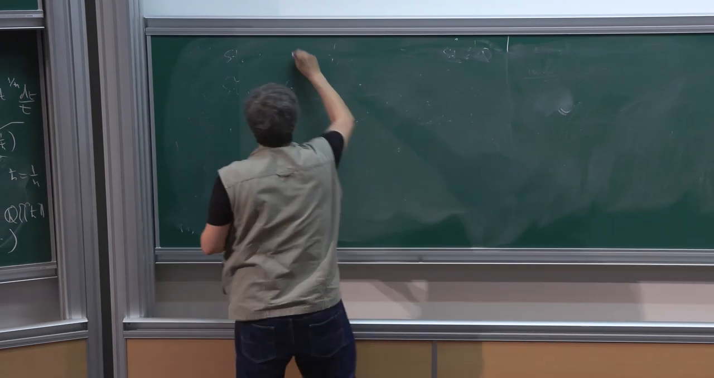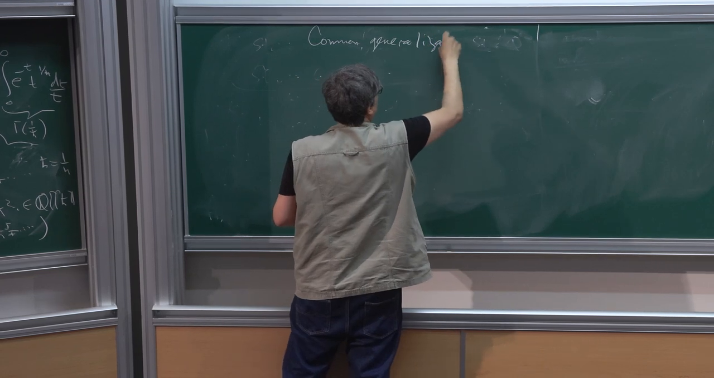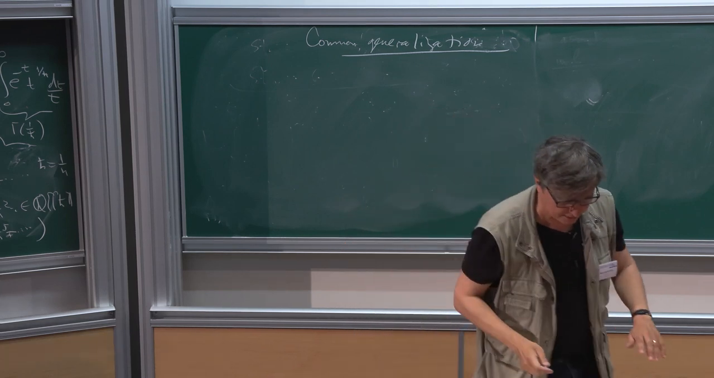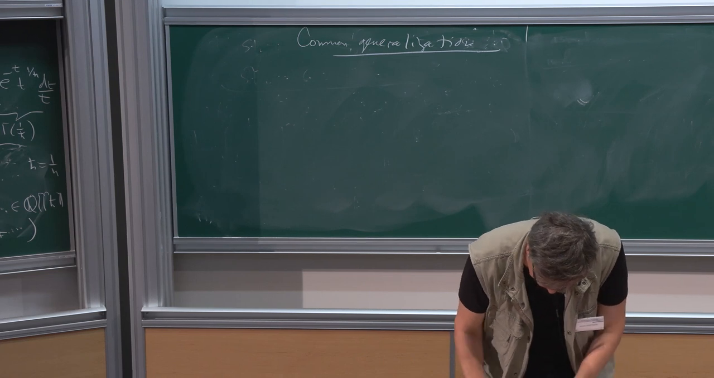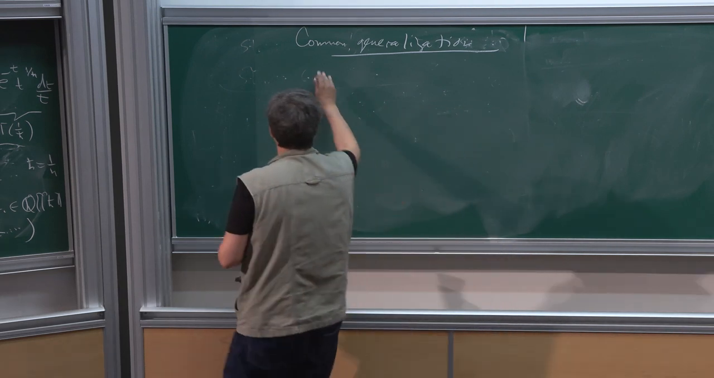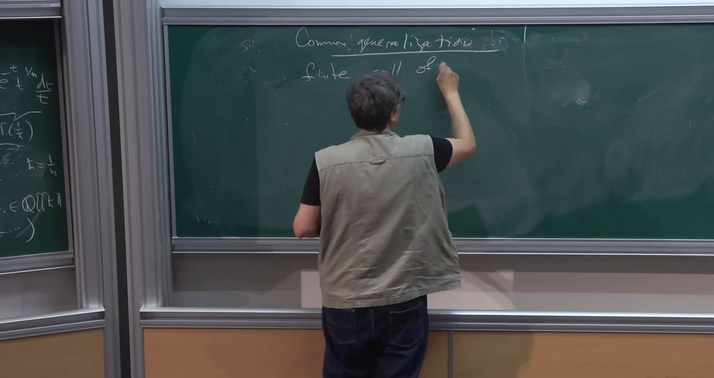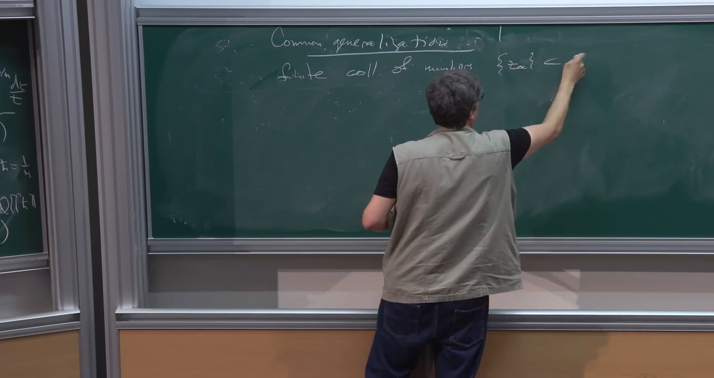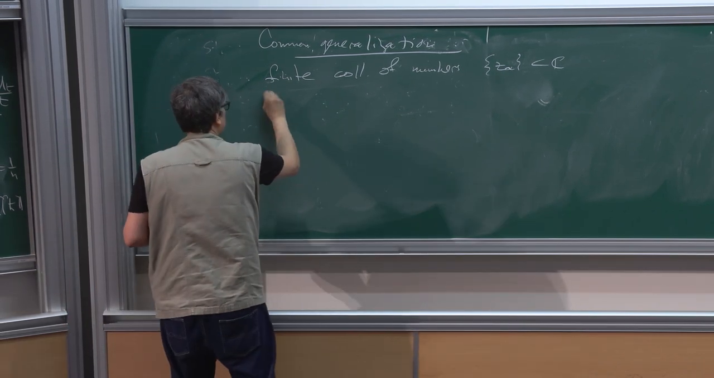generalization is the following. A common generalization, which will appear in the case of one-forms next lecture, and with quantum dilogarithm in the first lecture as well. Namely, suppose we have the following situation. We get a finite collection of numbers, and a finitely generated abelian group, and a finite rank lattice.